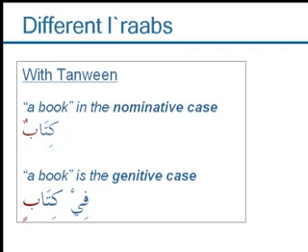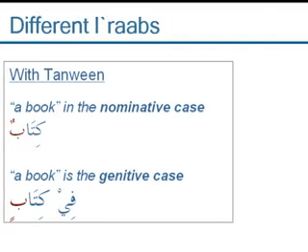So in that case, kitabun is not an object. Okay, so it's probably the subject of the sentence. Whereas the second one, we've got fi kitabin, and fi is a preposition, and because we've put the kasratain on kitab, we know that that book is being affected by the preposition fi. Okay, so sometimes tanween is used to indicate what is the case of a noun.